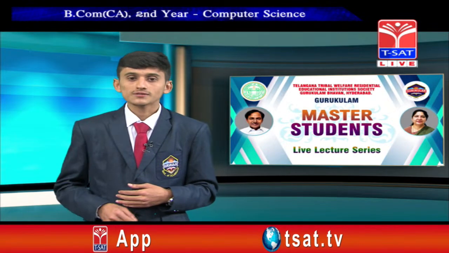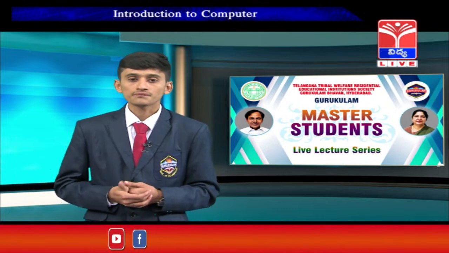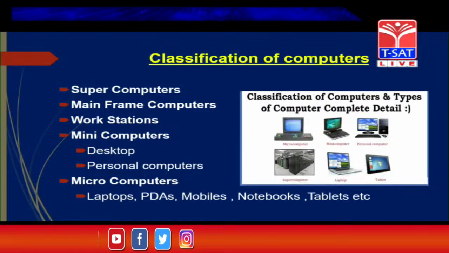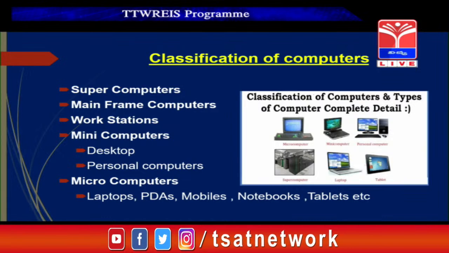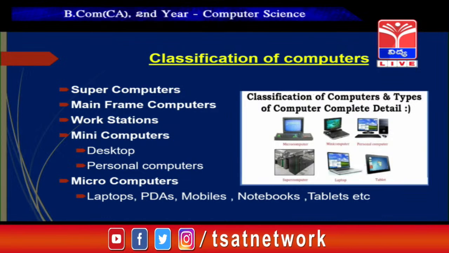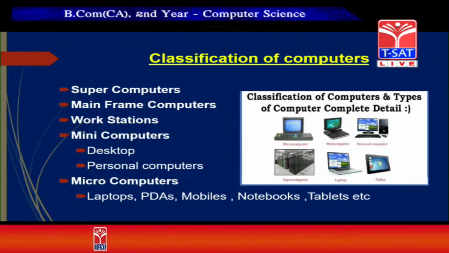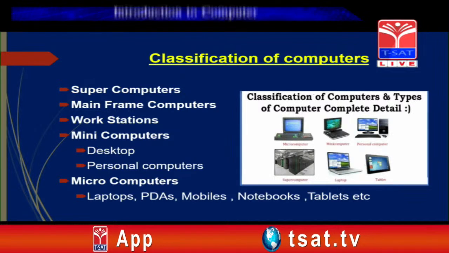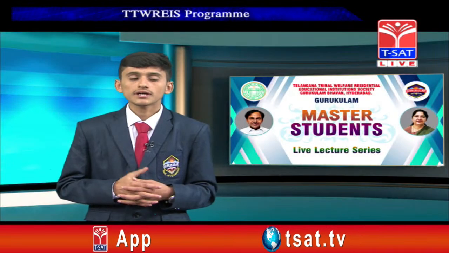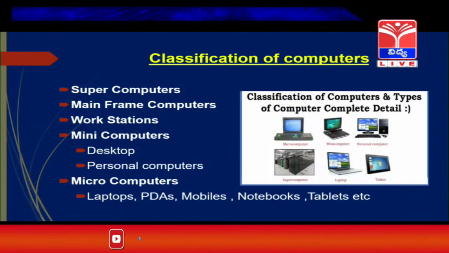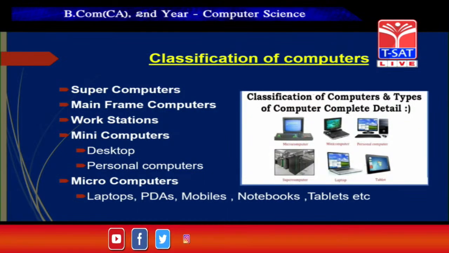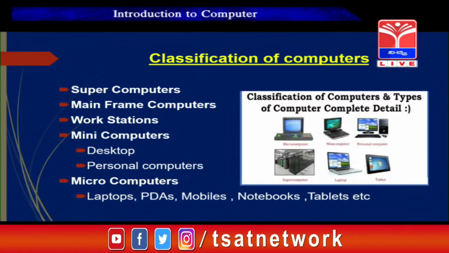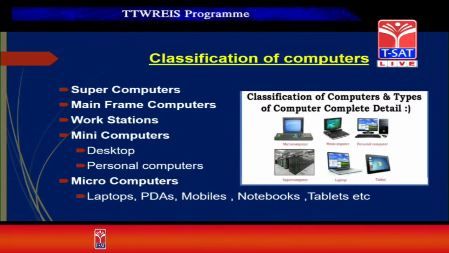Now I would like to explain about the classifications of computer. Here computers can be classified into different types according to their price, size, and capacity. Here, friends, computers can be divided into 5 types. Those are supercomputers, mainframe computers, workstations, mini computers, which are again classified into 2 types, and microcomputers, which are classified into different types.